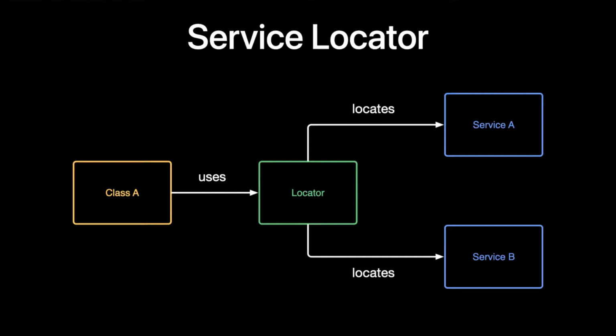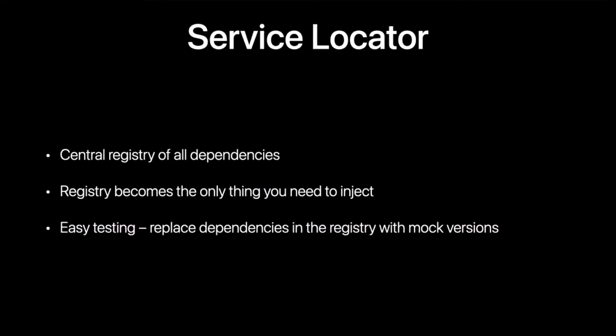So the service locator pattern is not something that I've invented. It's been around as an enterprise pattern since at least the 70s, if not earlier. The basic concept is you have a locator in the middle, and then your classes or your view controllers, whatever you like, use that locator, and you tell it which service you want, and it just goes and grabs it and brings it back to you. Very, very simple. And the key benefit of that is you have a central registry of all your dependencies.